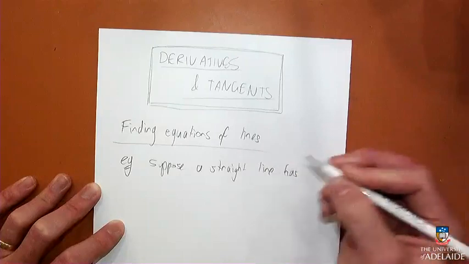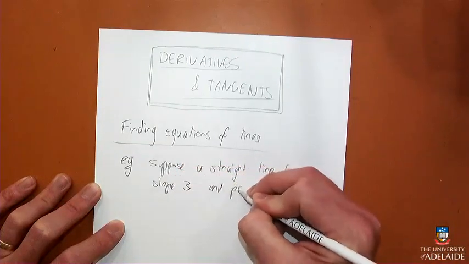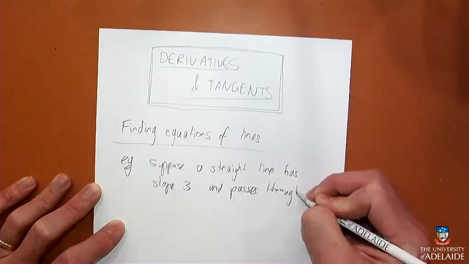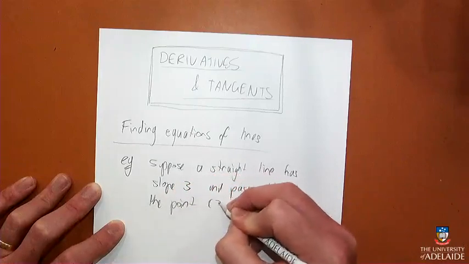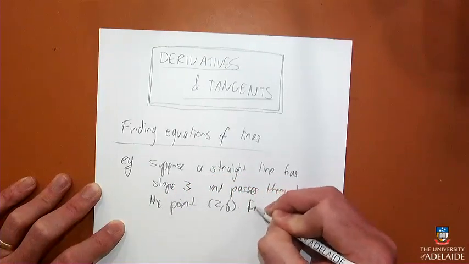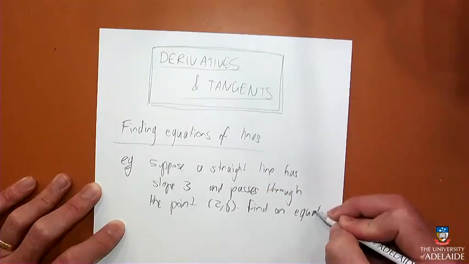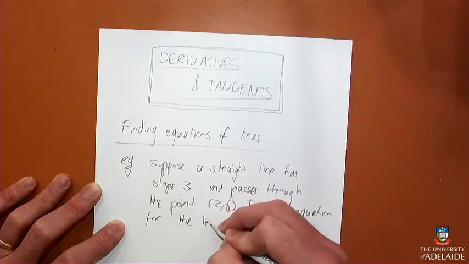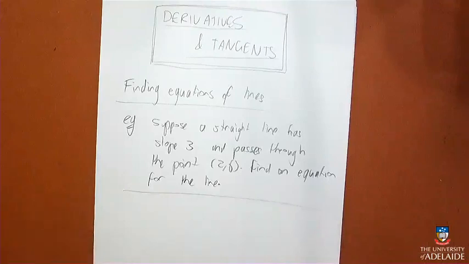So suppose a straight line has slope 3 and passes through the point (2, 6). Find an equation for the line. Okay, so this is the line that I'm looking for in the picture there, but it works as a good example generally.